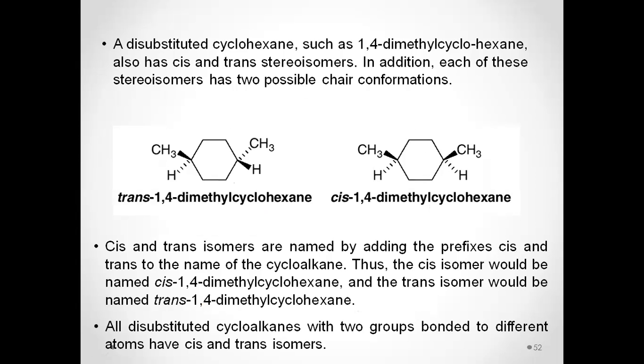A disubstituted cyclohexane such as 1,4-dimethylcyclohexane also has cis and trans isomerism. In addition, each of these stereoisomers has two possible chair conformations. First is trans-1,4-dimethylcyclohexane and the second is cis-1,4-dimethylcyclohexane. This is trans because the bulky groups are on opposite sides, and here the bulky groups are on the same side, so it is cis.